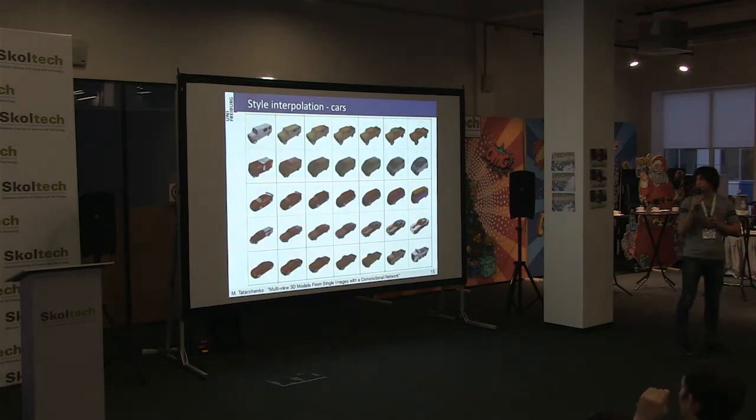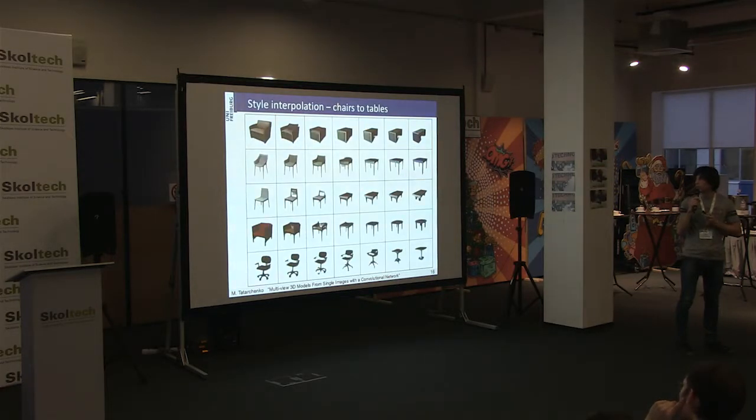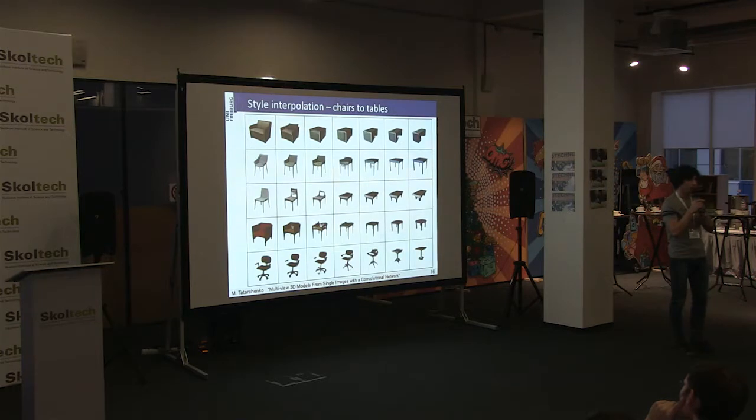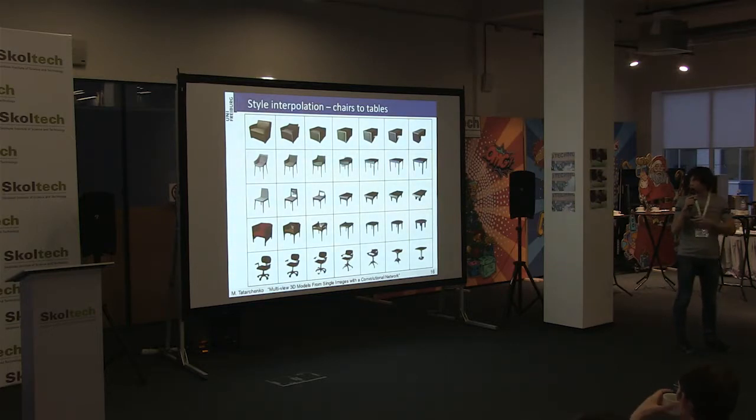The same, of course, works for other object types, in this case cars. One can even train a network on 2 classes simultaneously, for example, chairs and tables, and interpolate between a chair and a table. And of course, in this case, the task is somewhat more difficult because the gap between those 2 classes is larger, but the network still figures that, well, there should be something in between that looks like this.